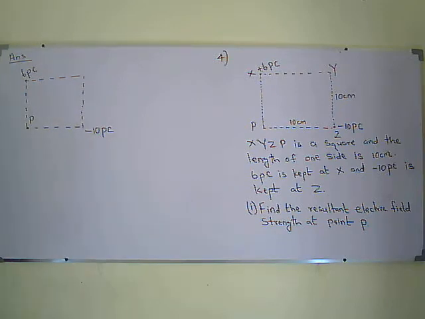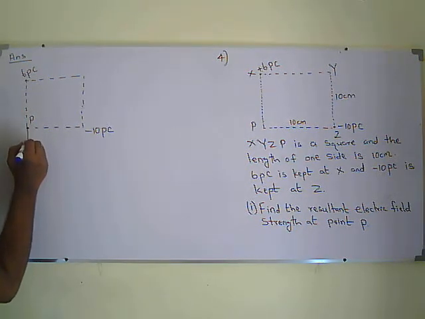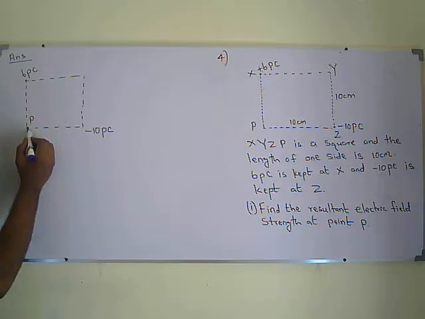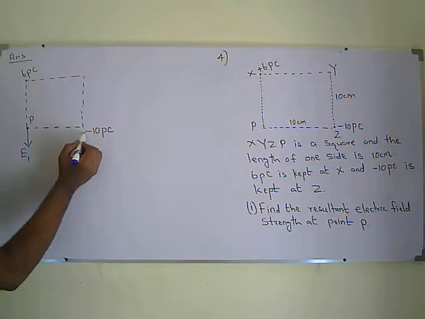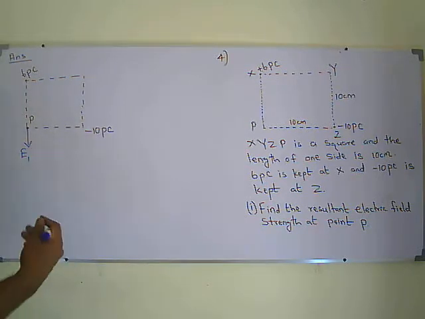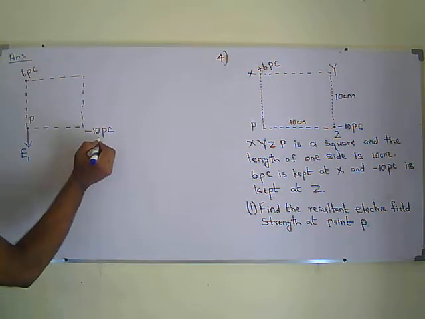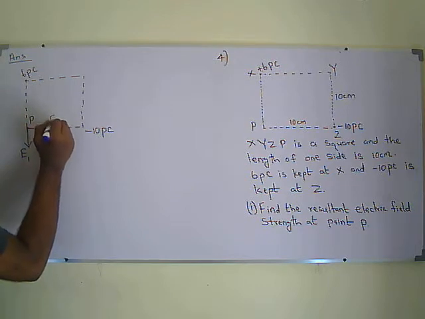So imagine if I keep a positive test charge at point P, what will happen? That will be repelled by this 6 picocoulomb because they are positively charged. Both are like charges. So I can say the electric field strength at point P due to 6 picocoulomb will be in this direction. I can call it E1. Same way, when I keep a positive test charge at point P, that will be attracted by this negative charge, because unlike charges attract each other. So the direction of the electric field strength at point P due to this negative charge will be this way. I can call it E2.